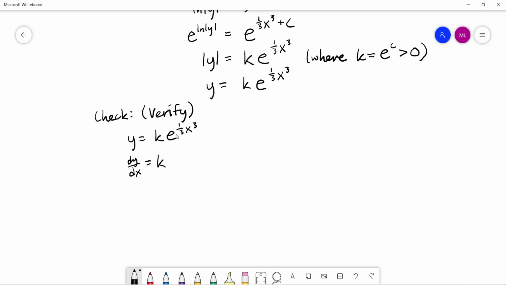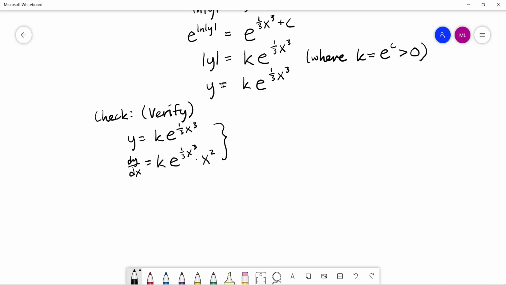There's some function up here. So I have k e to the stuff. What's the derivative of e to the stuff? E to the stuff. So what's the derivative of e to anything? E to that same thing. And then all I need to remember is that then I need to take the derivative of the stuff. So what's the derivative of the 1/3 x cubed? The 3 will come down and cancel with the 1/3. The power will drop by 1, and I will just get x squared.